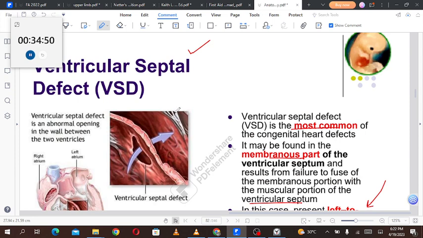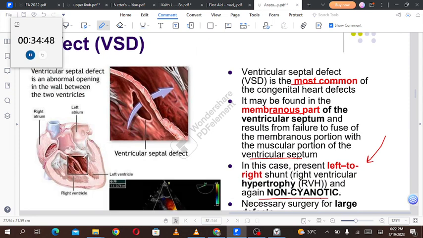So what is happening in this case is that we have a defect in the ventricular septum over there. So the left ventricle will pump the blood into the right ventricle, and when the right ventricle gets this amount of blood, this is an unusual amount and unusual pressure of blood for the right ventricle. So the right ventricle will undergo hypertrophy.